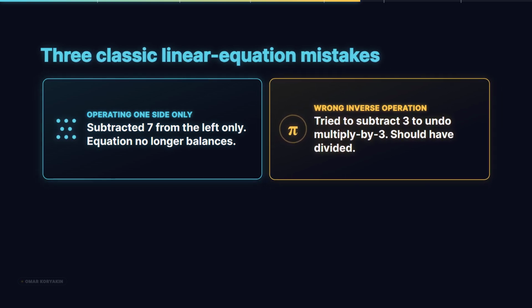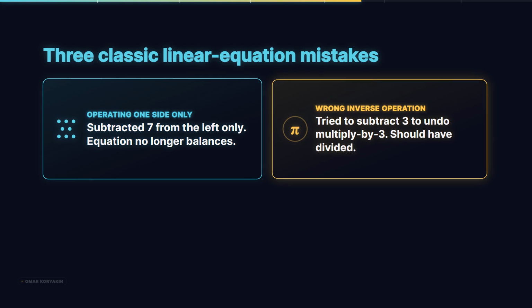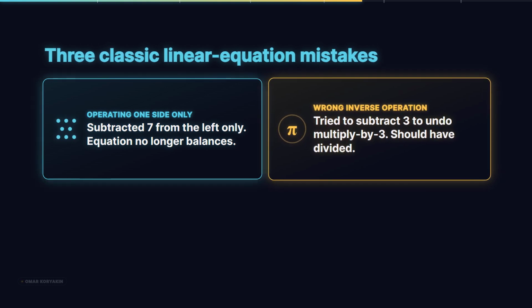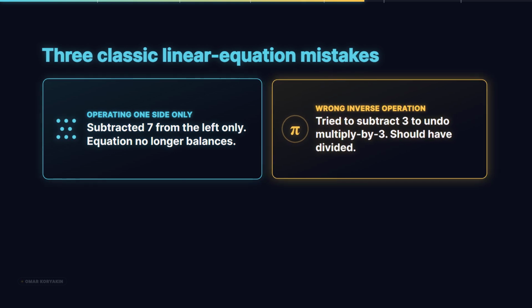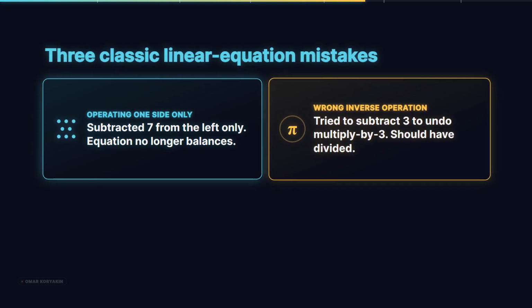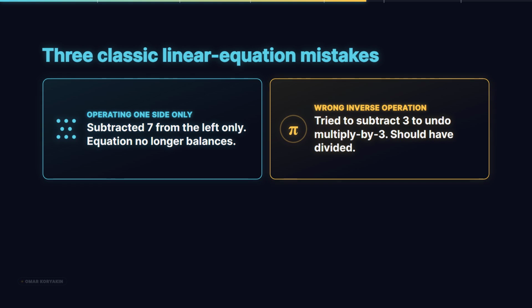The inverse operation pairs are addition undoes subtraction and vice versa. Multiplication undoes division and vice versa. Exponentiation undoes by root and vice versa. Memorize the 4 pairs and pause to confirm the inverse before applying it.